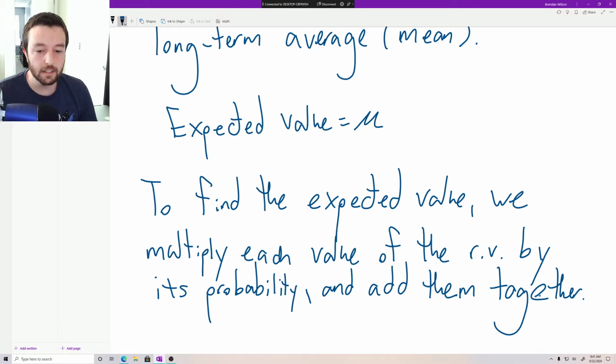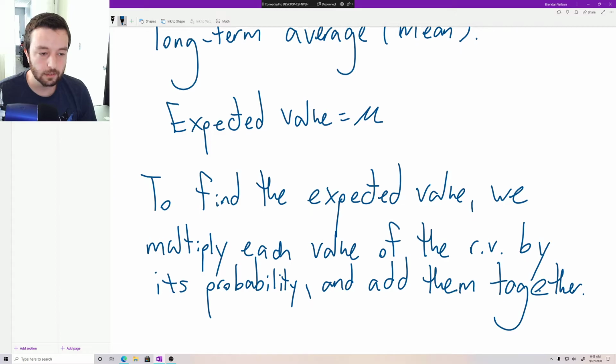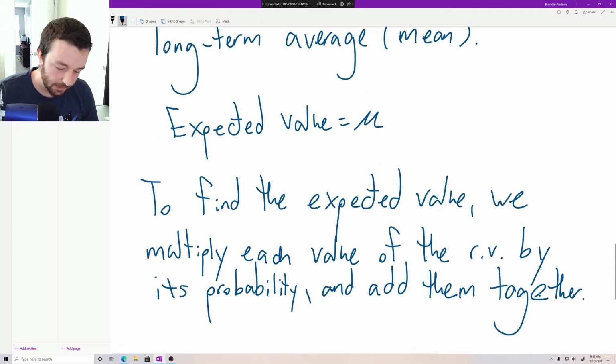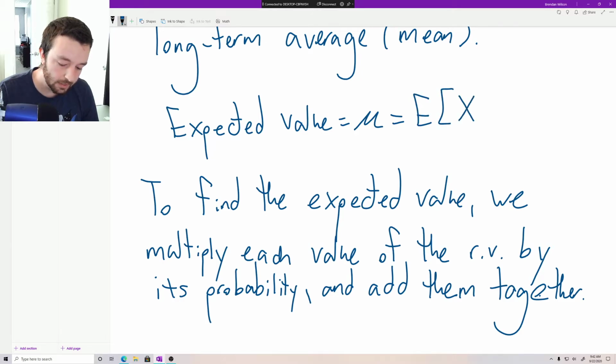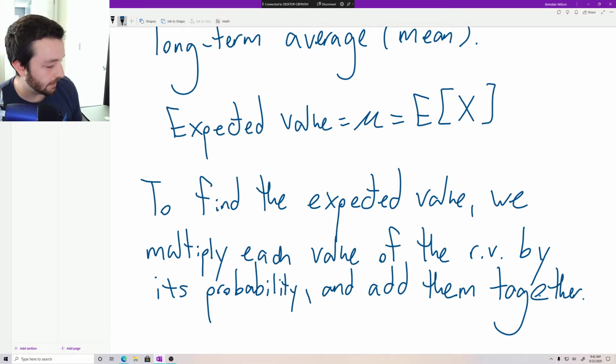So we multiply each value of the random variable by its probability, and then we add them together. And by the way, the expected value is used for mu, but it's often also denoted like this, where we have E for expected value, and then in the brackets here, we write the random variable that we're looking for. You could write it out in words too, but it would be written as E of X.